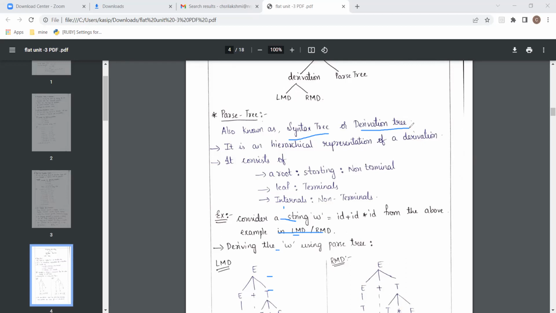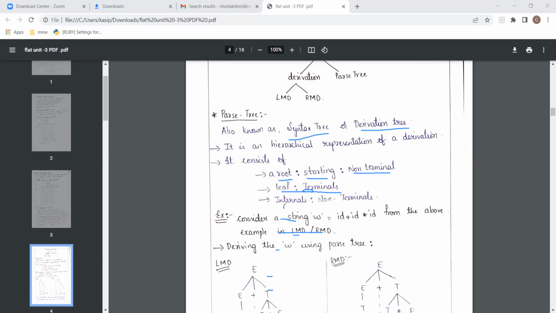Always the tree will be a hierarchical representation, as you already studied in data structures. What is meant by a tree? It is nothing but a hierarchical representation. What does it consist of? It consists of a root, the starting node or non-terminal, and also leaves. What is a root here? That will be the starting node, or that will be the non-terminal. What is meant by a leaf? All the leaves are the terminals.